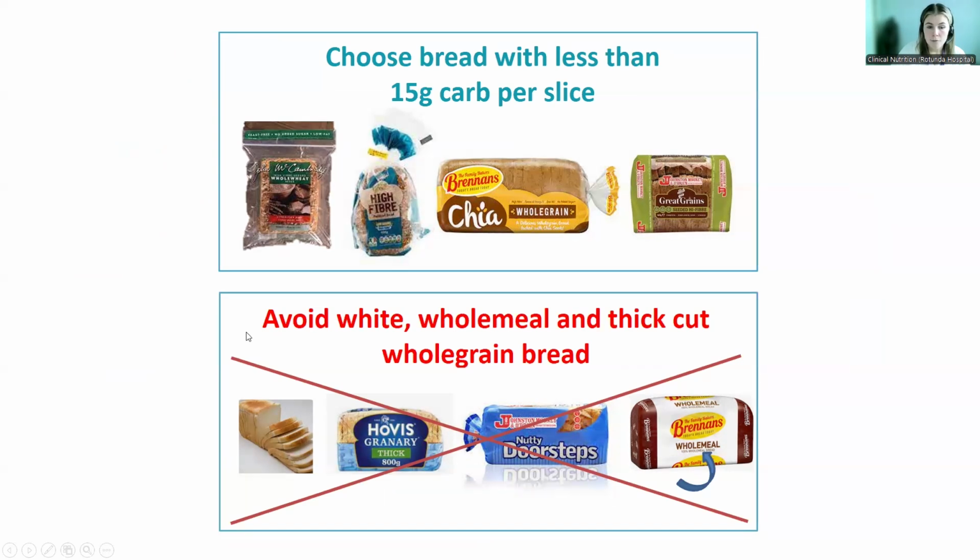The breads on the bottom half of the screen, like white bread, thick cut bread, doorstep breads and wholemeal breads, we would be recommending that you limit or avoid these ones, because we know that there's too much carbohydrate in them, or they'll spike the blood glucose levels up very high very easily.